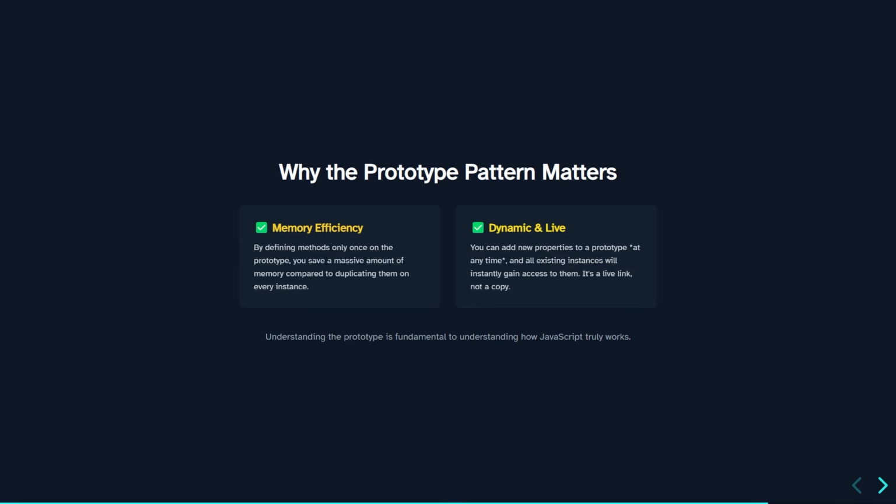And second, the link is dynamic and live. If you add a new method to a prototype after your instances have already been created, they will all instantly gain access to that new method. It's a powerful and sometimes dangerous feature of the language. The prototype pattern isn't just a design pattern, it's the very essence of how inheritance and object interaction work in JavaScript. Mastering it means you're no longer just using the language, you're understanding it on a profound level.